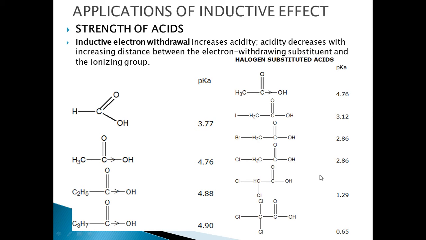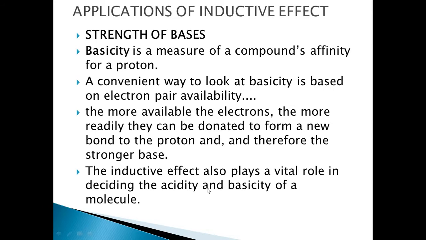So we can conclude that electron withdrawing species increase the acidity of an acid, and as the strength or the number of the electron withdrawing groups increases, the acid strength also increases.